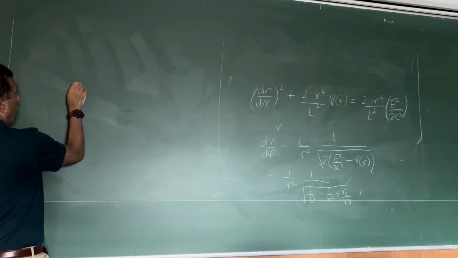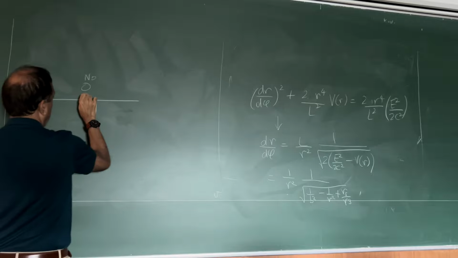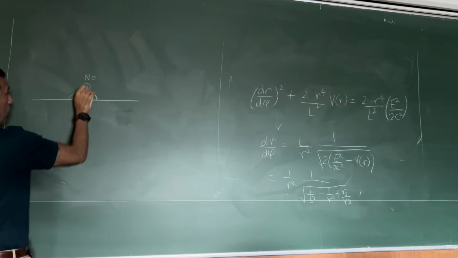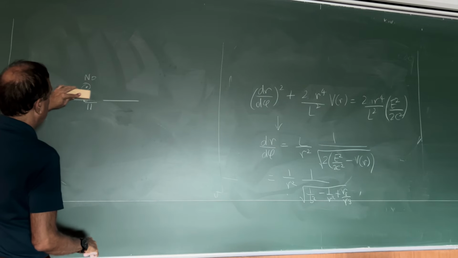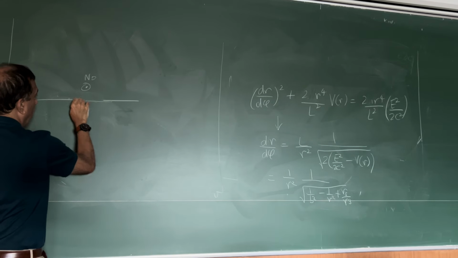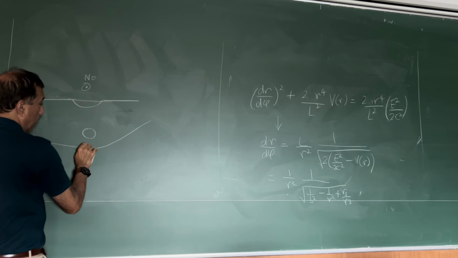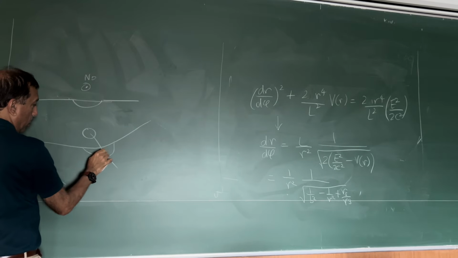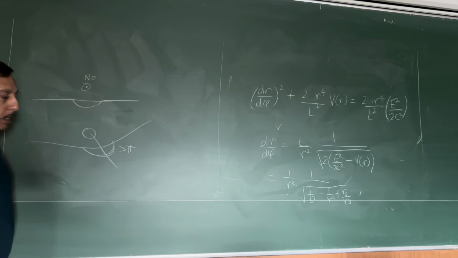So the first thing I wanted to say is if there is no planet, then it's a straight line and the angle is simply pi, with respect to that. So this is pi. Now what will happen if it bends is that this angle becomes greater than pi.